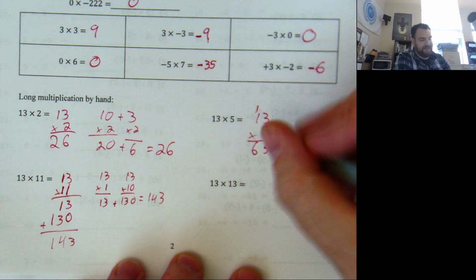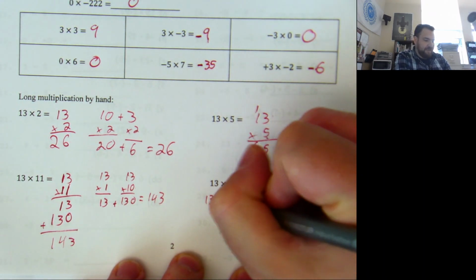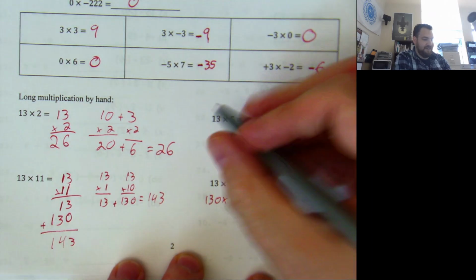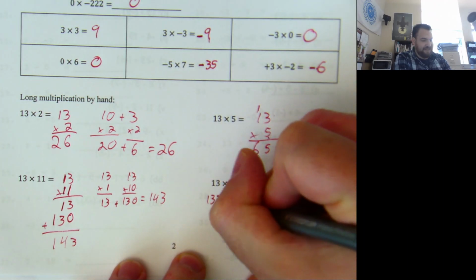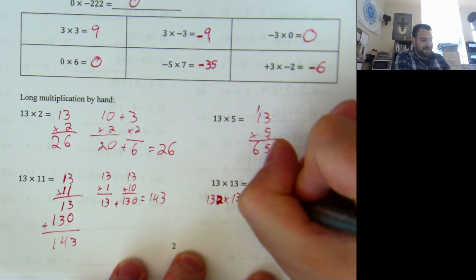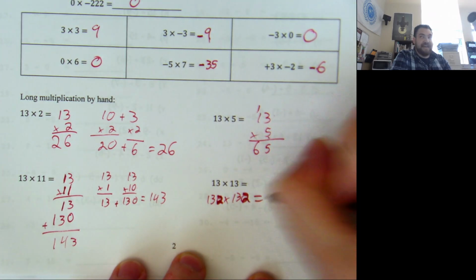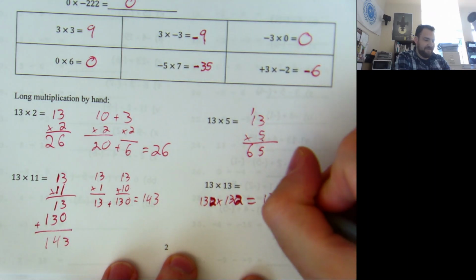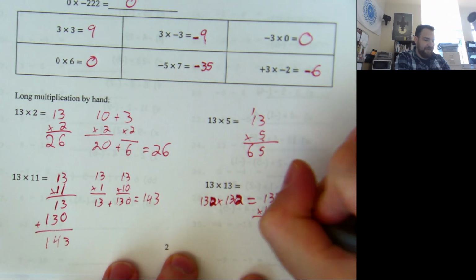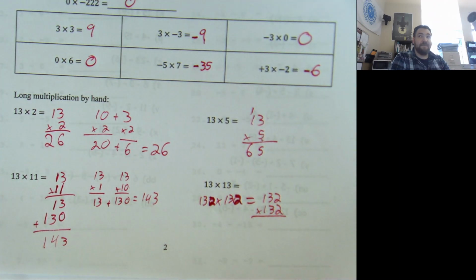Okay, so let's change this question. Instead of 13 times 13, let's make it more interesting. Let's multiply 130 by 100. No, let's not do 130 by 130. Let's do 132 by 132. Let's make it more interesting. And let's do it longhand, because why not? The procedure is the same. The numbers just get a little bigger.